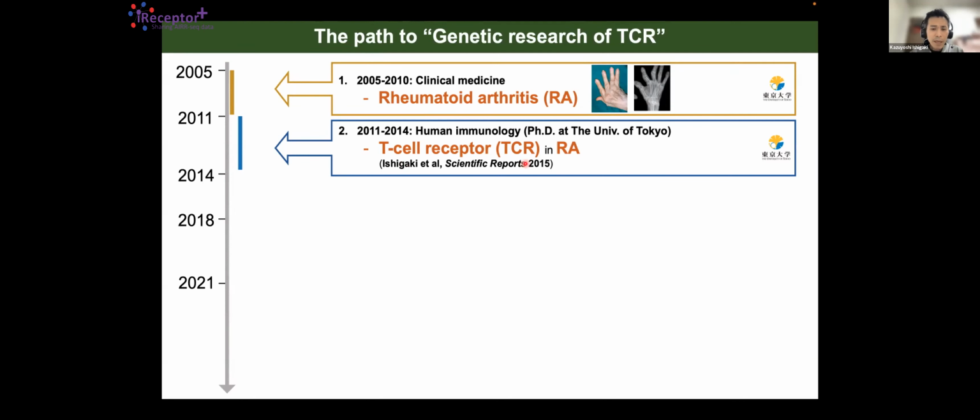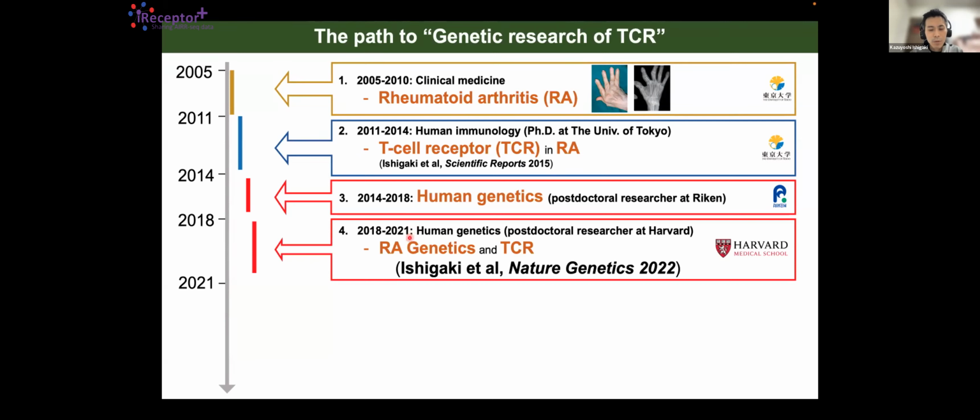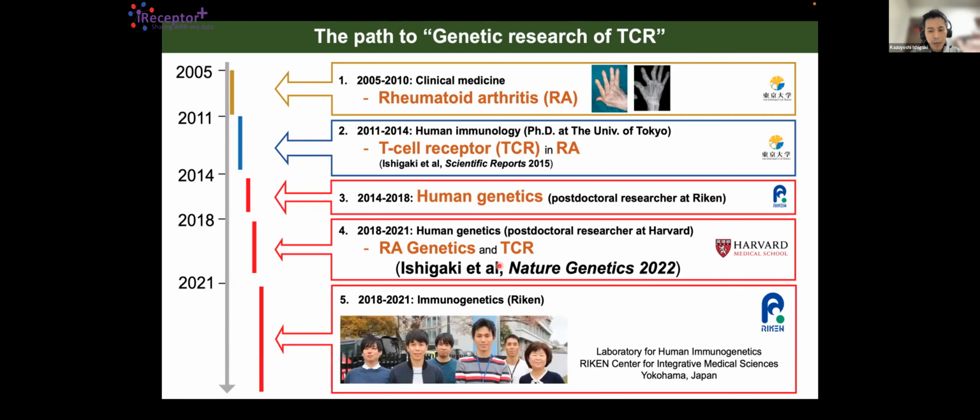After that, I tried to change my research areas, and I studied human genetics. After I finished some of the postdoc period, I was highly motivated to connect all of my specialties, and I ended up conducting RA genetics, trying to connect RA genetics and TCR CD3. This was during my postdoctoral training at Harvard Medical School, and the result was reported just recently in Nature Genetics, and this is going to be the main topic of this talk. Now I have moved back to Japan, and I started my own lab in RIKEN.